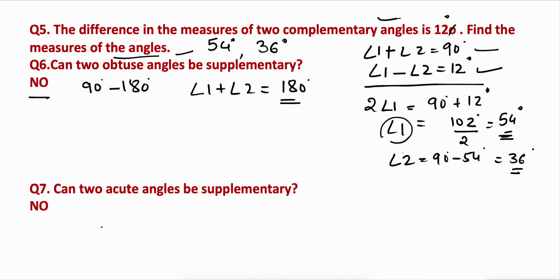Question number 7. Can two acute angles be supplementary? The answer is no, because for supplementary angles, angle 1 plus angle 2 should be 180 degrees and an acute angle is between 0 and 90 degrees. So their sum cannot be equal to 180 degrees.